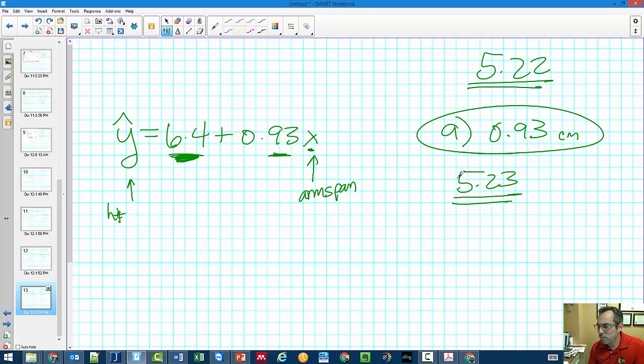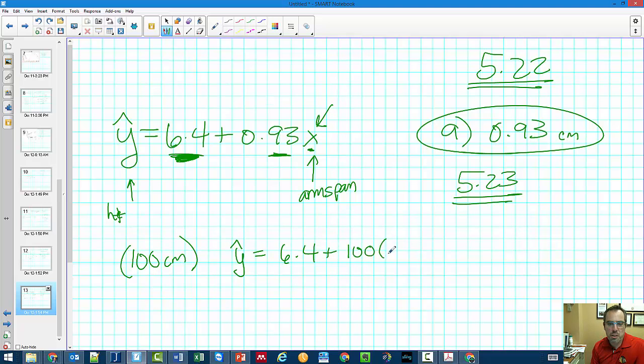523, this is the one that I got wrong. Actually, 524 I got wrong. According to this regression, what is the predicted height of a child with an arm span of 100 centimeters? I'm going to put that in and say 6.4 plus 100 times 0.93, which ends up being 6.4 plus 93, so 99.4 centimeters. So choice B.